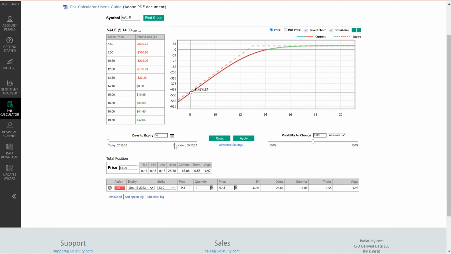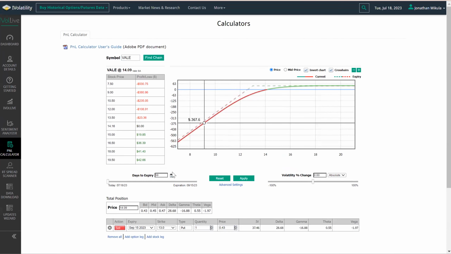You can change the expiration. You can change the price that your broker gets you, if it gets you a better or worse price than 43 cents a share. So all of this you can change and tweak, which we did last Tuesday. But this is where I'd go analyze it.